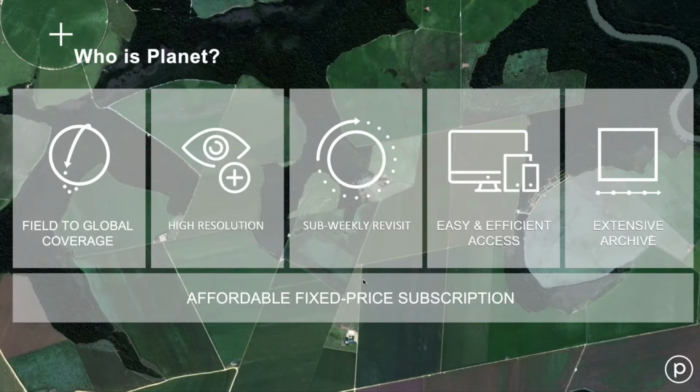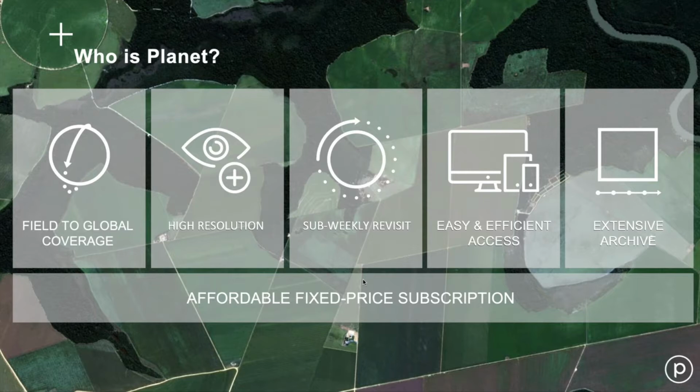So who is Planet? Planet is an imagery provider. So think of them as a raw image provider, and FarmQA is a platform to process, visualize that imagery, and have value-added services on top of the raw images.